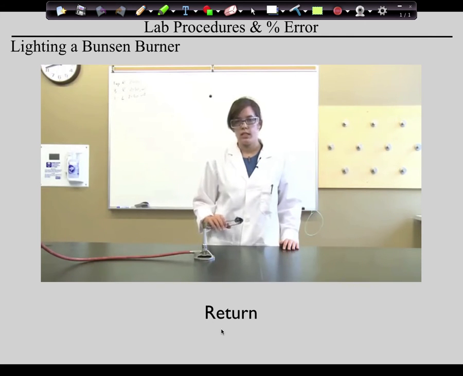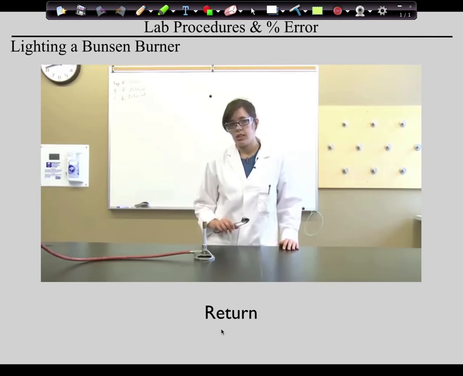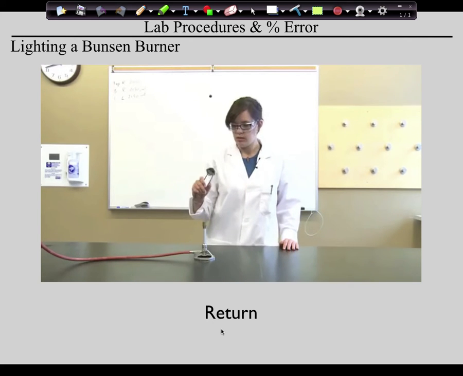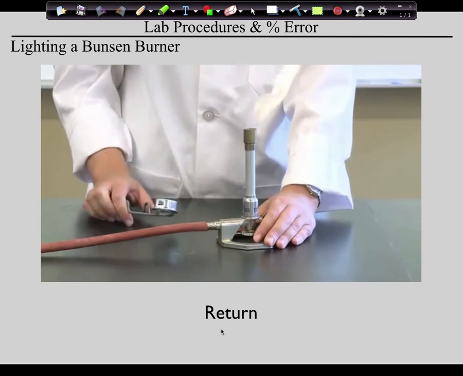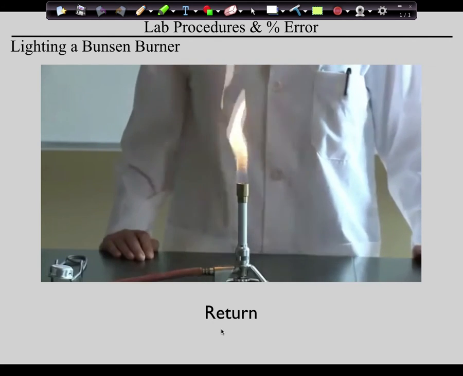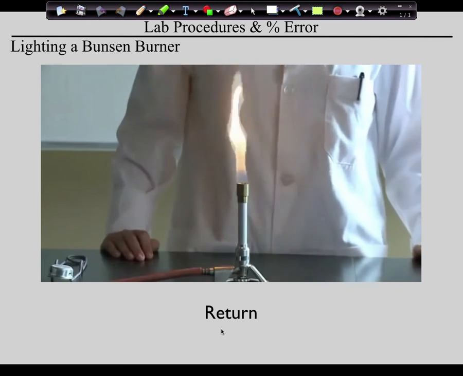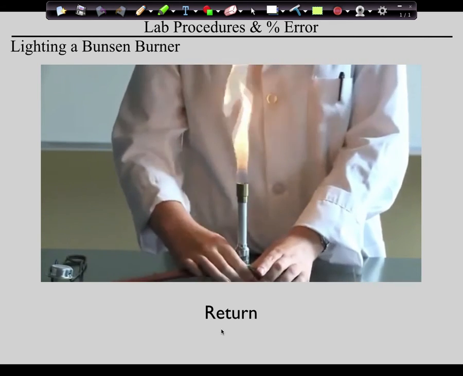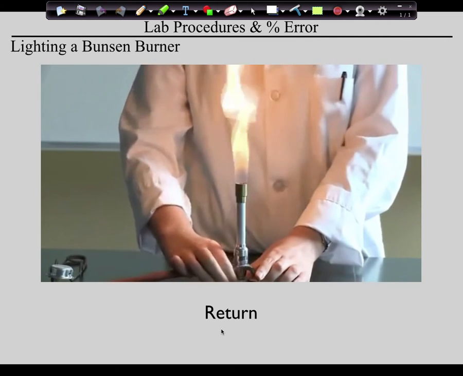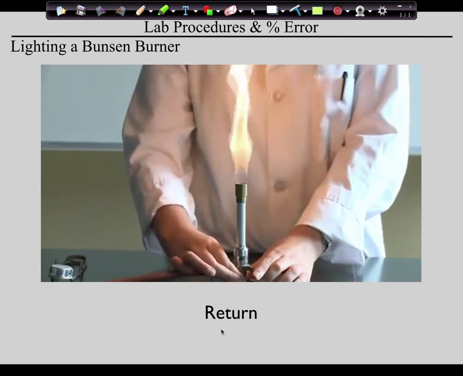You may want to practice this a few times before you turn the gas on, just like I'm doing. To do this, you want to push up and across. Hold the flint just above the Bunsen burner and generate the sparks. You should now have a flame that's yellow-orange in color. To get a taller flame, turn the gas needle valve clockwise. And likewise, to get a shorter flame, turn it counterclockwise.